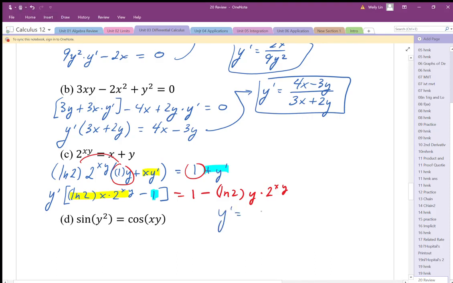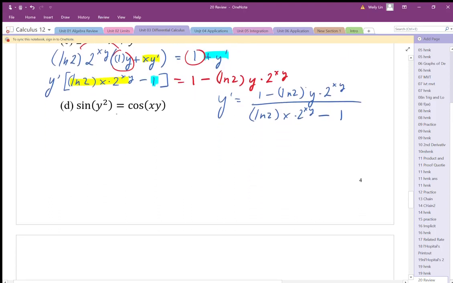So y prime equals 1 minus log 2 times y times 2xy all over log 2 times x times 2xy minus 1. Okay.